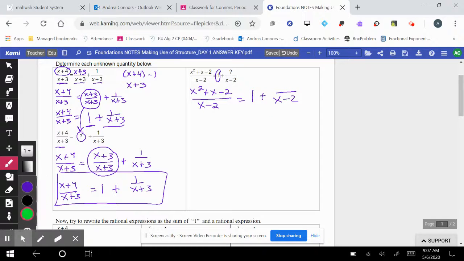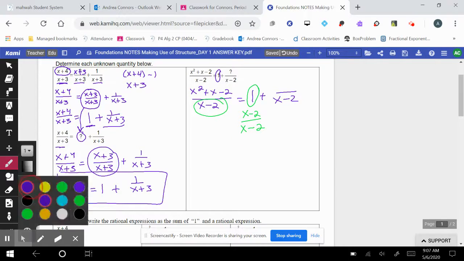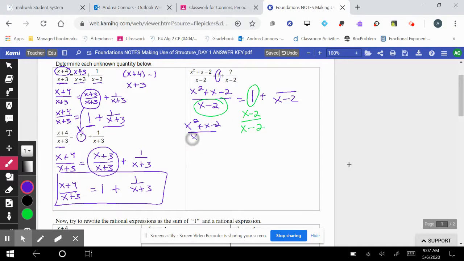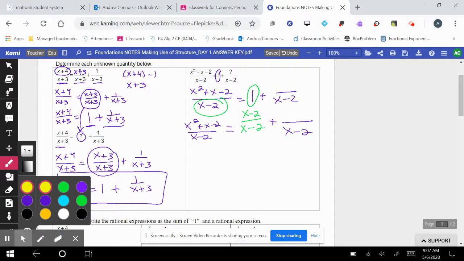So I know that this 1 has to be the denominator over itself. So that x minus 2 has to go twice. So I have x squared plus x minus 2 over x minus 2 equals x minus 2 over x minus 2 plus something over x minus 2. And then it's kind of like a puzzle. Well, I'm going to look at the first term. I have x squared here. Do I have an x squared here? No, so I know I need to include that. So I know I need an x squared.